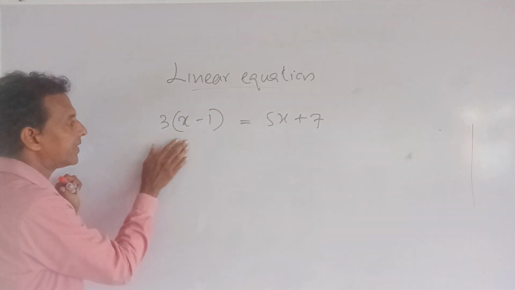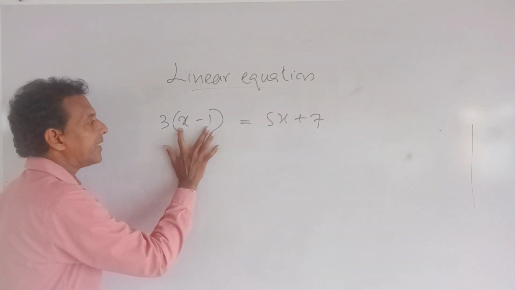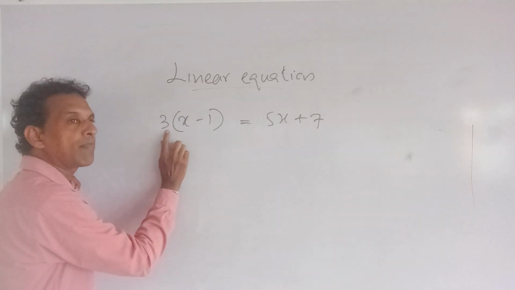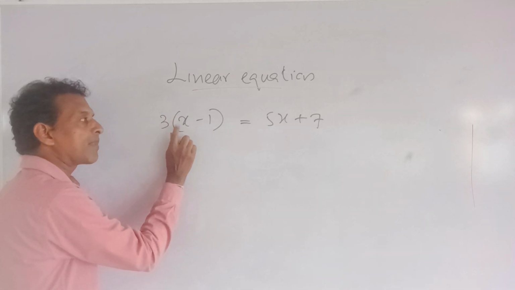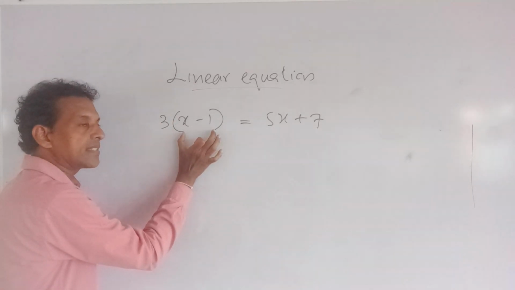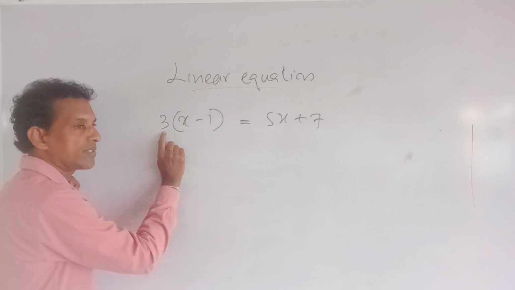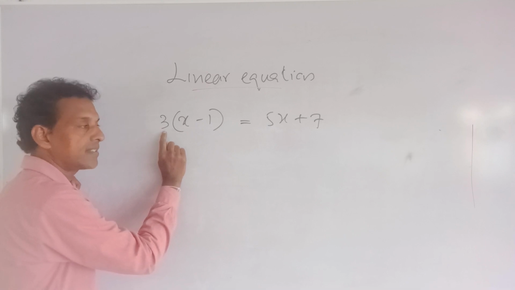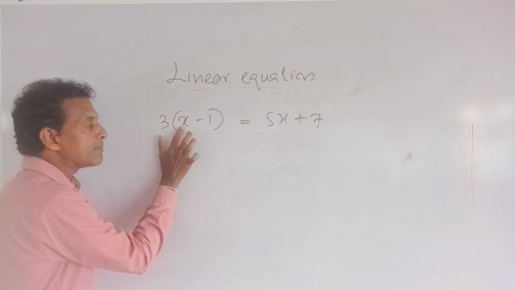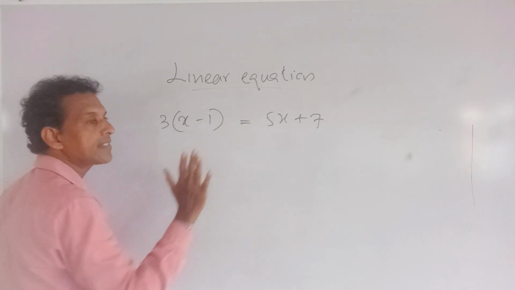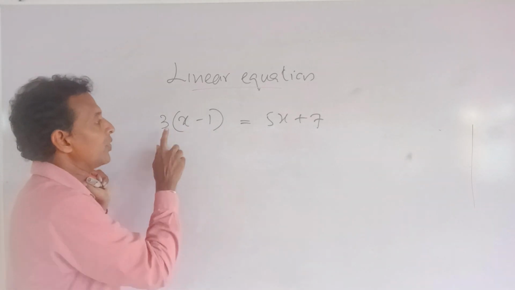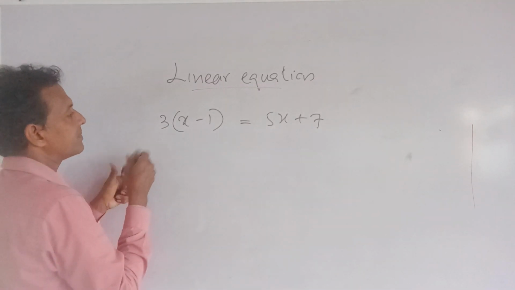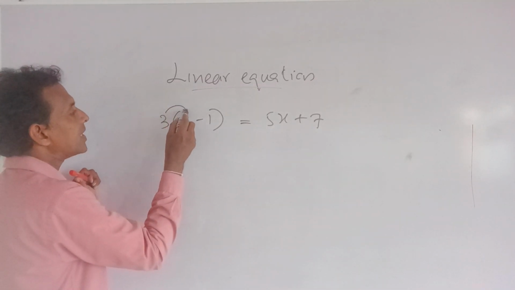How do you remove the bracket? You can see the bracket is immediately multiplied by 3. So to remove the bracket, you need to multiply all the terms inside the bracket by the term outside. One mistake that our children often make is just multiplying this by 3 and writing minus 1 separate. So don't forget, you need to multiply both terms here.